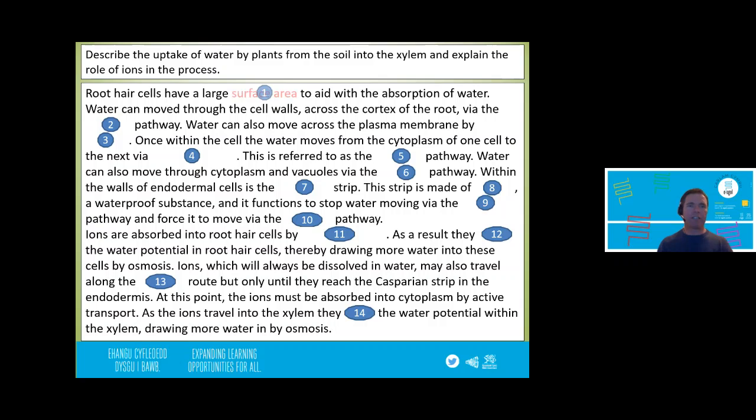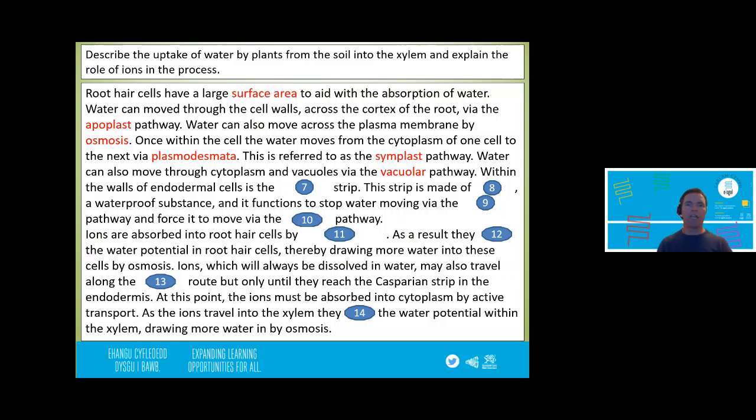So root hair cells have a large surface area to aid with the absorption of water. It's a key fact, we need that. Water can move through cell walls, across the cortex of the root via the apoplast pathway. Water can also move across the plasma membrane by osmosis, but once within the cell, the water moves from cytoplasm from one cell to the next via plasmodesmata, and that's referred to as the symplast pathway. So I've added on that water can also move through cytoplasm and vacuoles via the vacuolar pathway, but I'm only giving that one sentence because it's far less important.